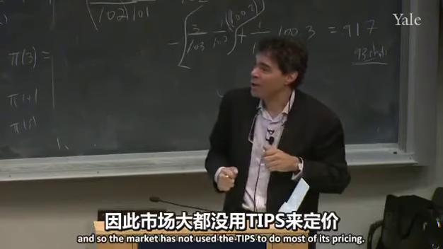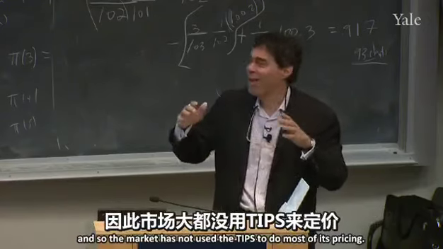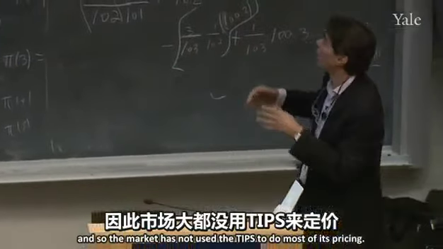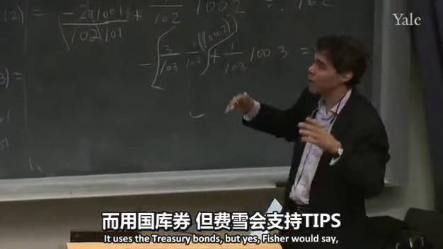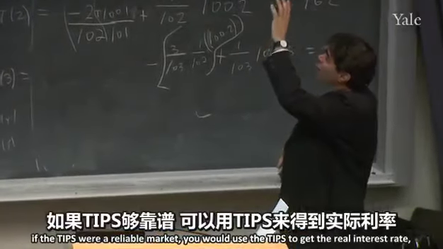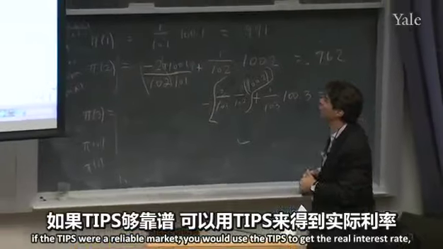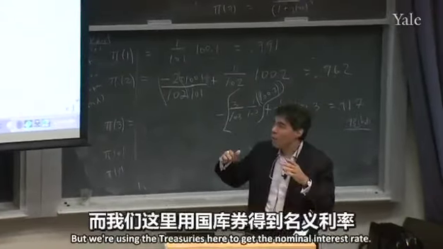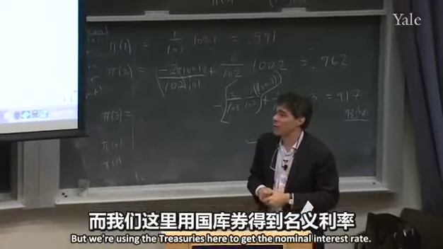And so the market has not used the TIPS to do most of its pricing. It uses the Treasury bonds. But yes, Fisher would say if the TIPS were a reliable market, you would use the TIPS to get the real interest rate, and that's really what you should care about, the real interest rate, not the nominal interest rate. But we're using the Treasuries here to get the nominal interest rate.